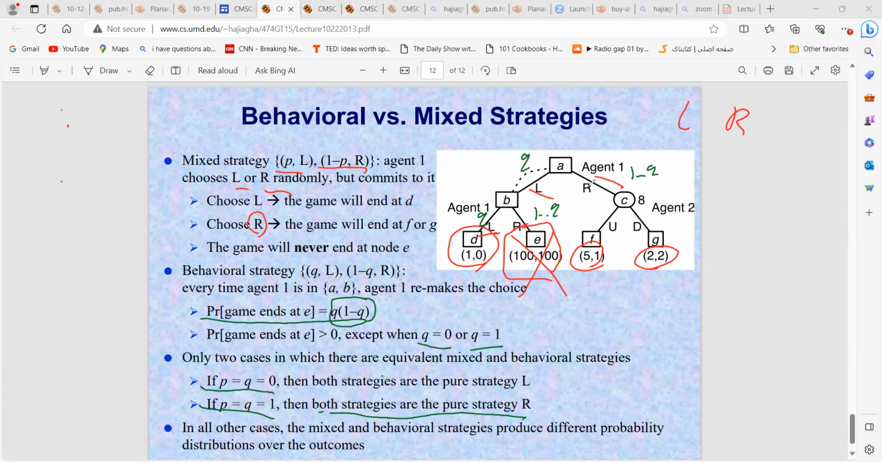I have a question again. If P and Q are equal to 0, wouldn't the pure strategy be R instead of L?